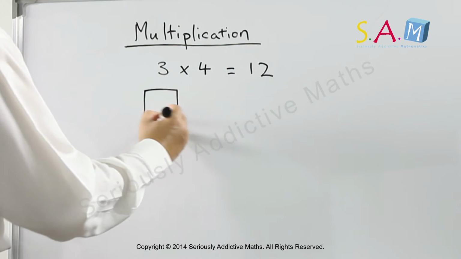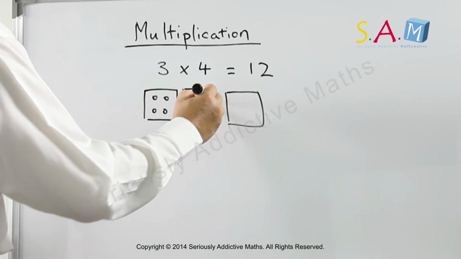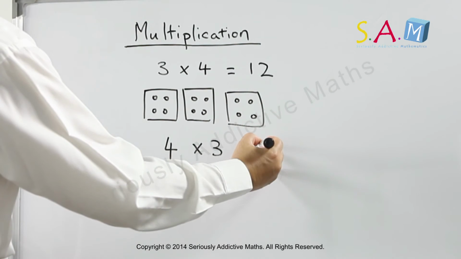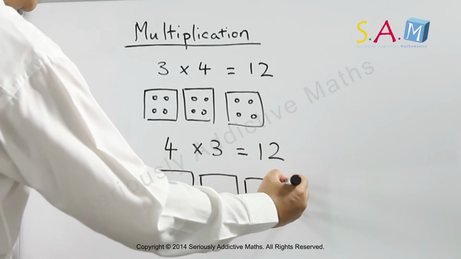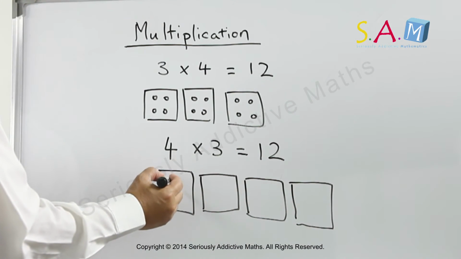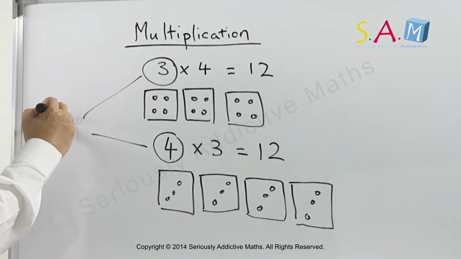Which means 3 groups of 4: 1, 2, 3, 4, 1, 2, 3, 4, 1, 2, 3, 4. Although they have the same answer, they mean different things. Now the first number represents the group.